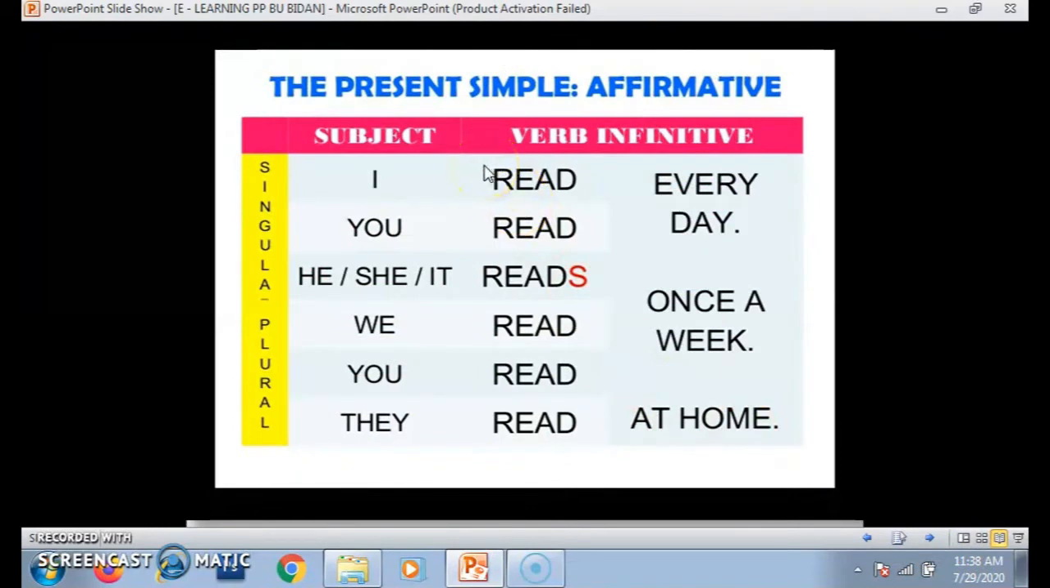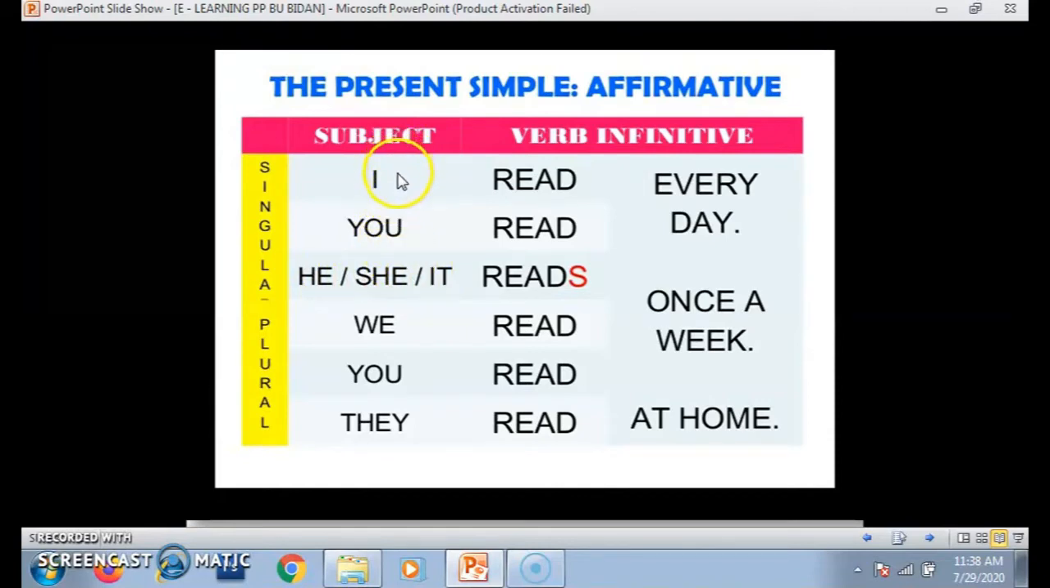On your screen, you've seen the present simple affirmative, and you also see the pattern of simple present tense, especially in affirmative sentences. The pattern of simple present tense is subject, you have many subjects, followed by the basic word, and some of them you must end with S or ES if you have subject he, she, and it.